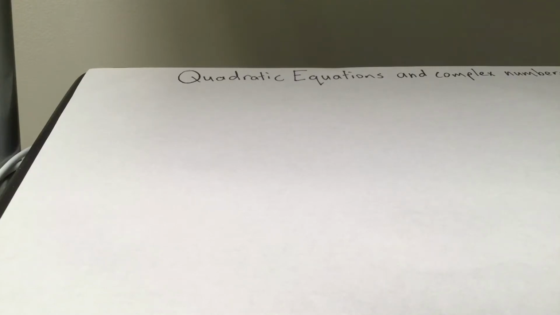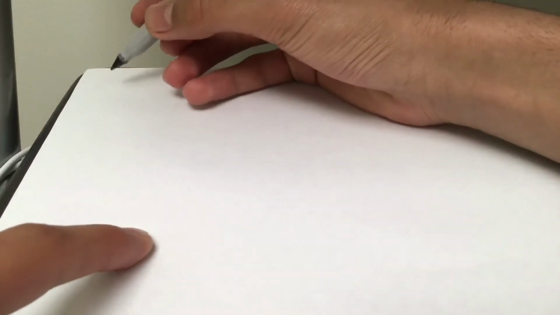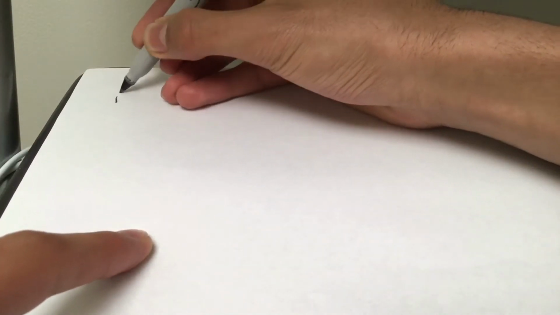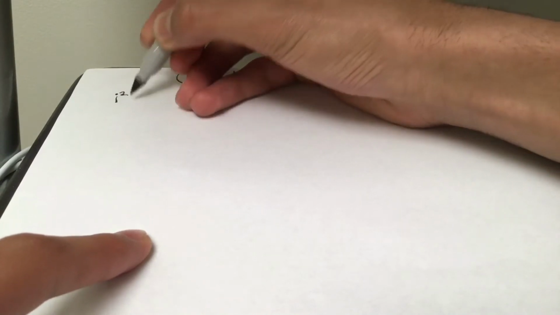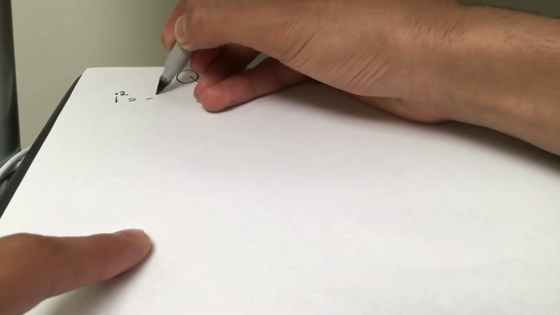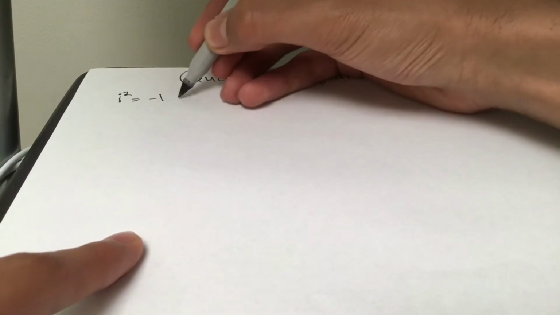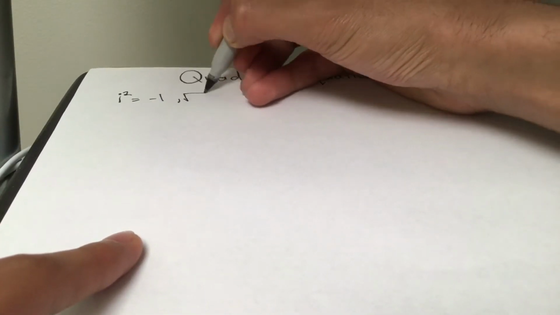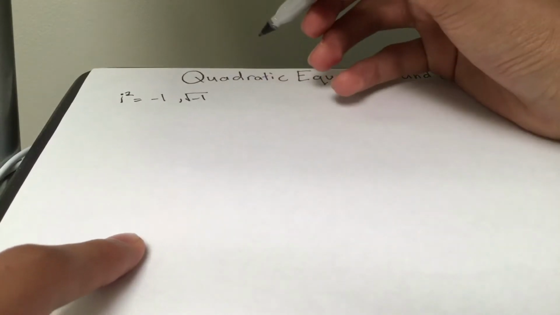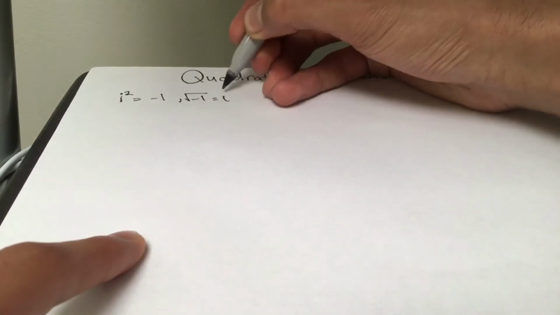Basically, to express numbers that give negative answers when squared, we define the non-real number i, which is also called an imaginary number. I'll give you an example. i squared equals -1. Also, the square root of -1 gives us i.